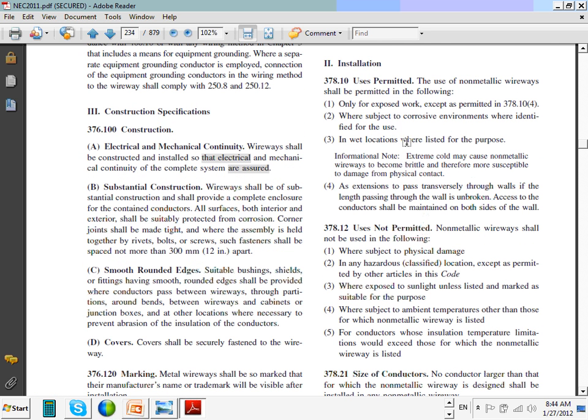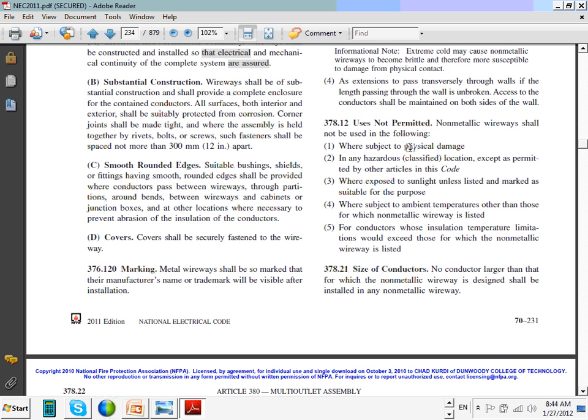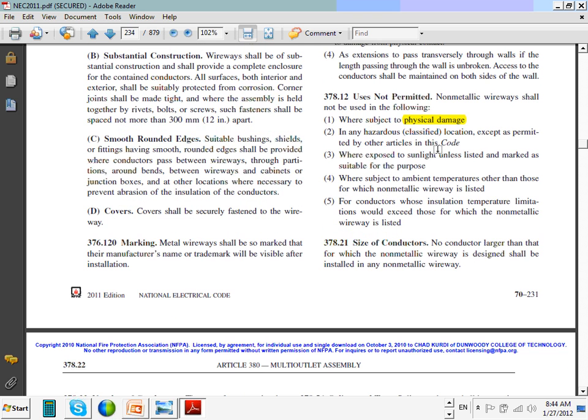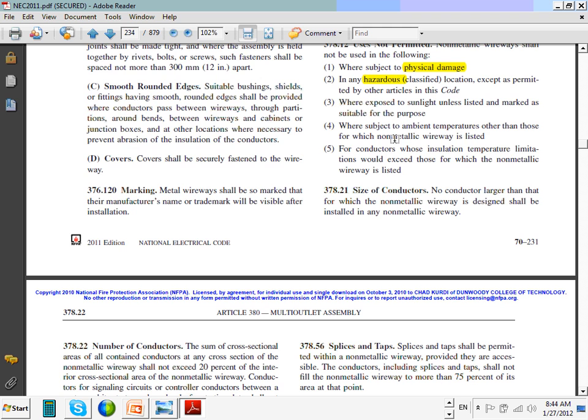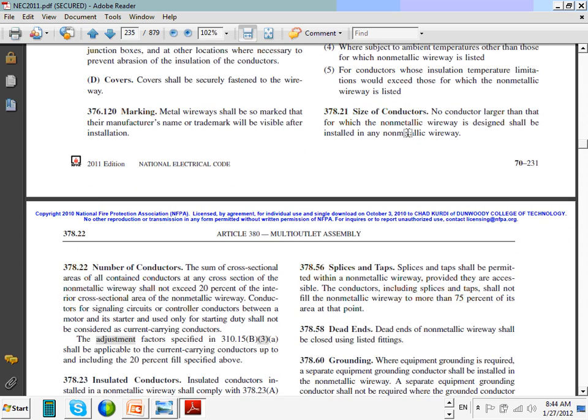Look at where we can use them. Wet location, bring it on. Exposed work subject to corrosion is a great application for it. Not permitted where subject to physical damage. If there's physical damage, you can't put it. Hazardous location, with some limitation, you can't put it. So there are a few limitations where we cannot put it.